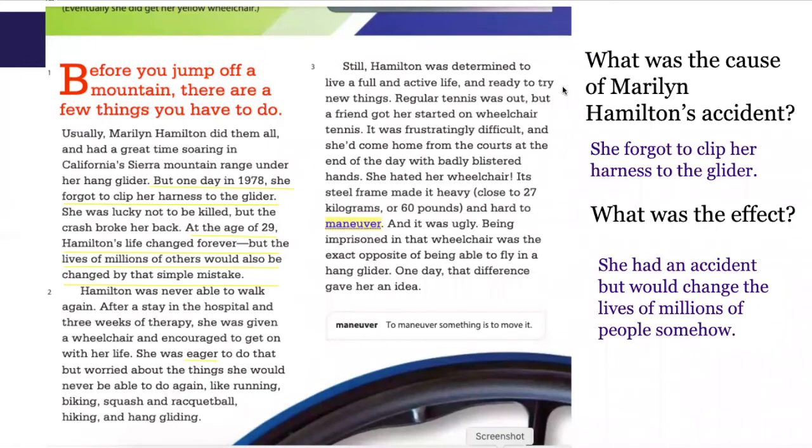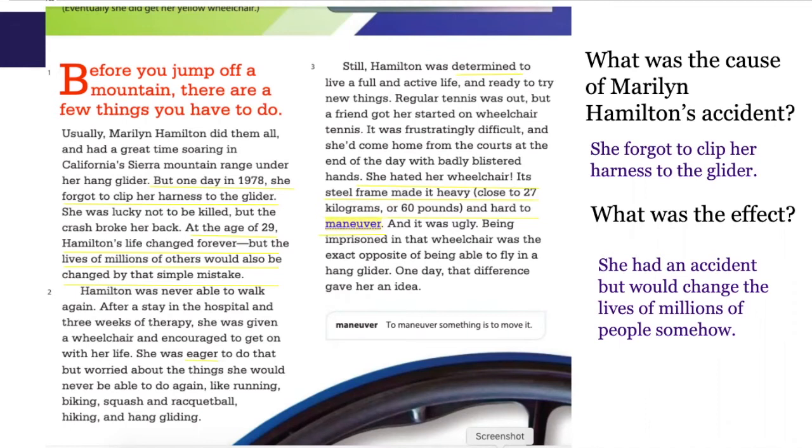The author also writes that she was determined. This also tells me a lot about Marilyn. It takes a lot to go through such a tragic event and not give up. She doesn't stop just because she has challenges. I've noticed that although Marilyn was optimistic and determined, it wasn't easy to adapt to playing sports in a wheelchair. I also noticed that she had a problem with the wheelchair. She hated her wheelchair. Its steel frame made it heavy and hard to maneuver.